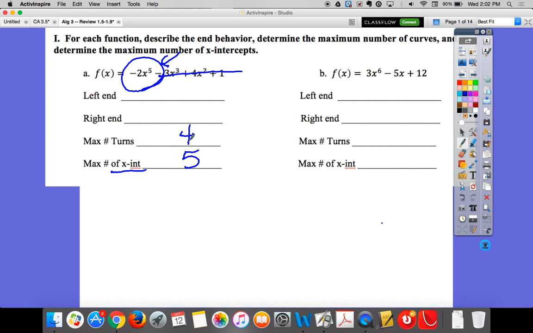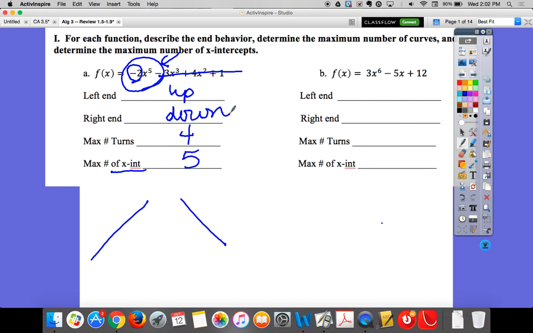And remember, if it's an odd degree, that means your ends are doing opposite things. So 1 up, 1 down. Look at the leading coefficient. If it's positive, that means you got a positive slant. If it's negative, you got a negative slant. So this one's negative. That means we've got the left end is up and the right end is down.